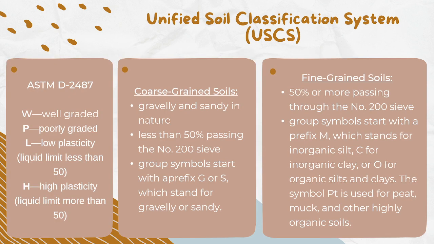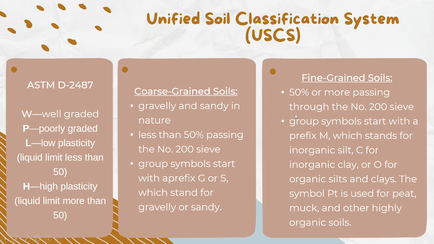So we use several symbols in the unified soil classification system. We write W if the soil is well graded, P for poorly graded, L for low plasticity. It has low plasticity when the liquid limit is less than 50, and high plasticity if the liquid limit is more than 50. The coarse-grained soils are gravelly and sandy in nature, with less than 50% passing the number 200 sieve. In this soil, coarse-grained soils usually start with the prefix G or S. G stands for gravelly and S for sandy.